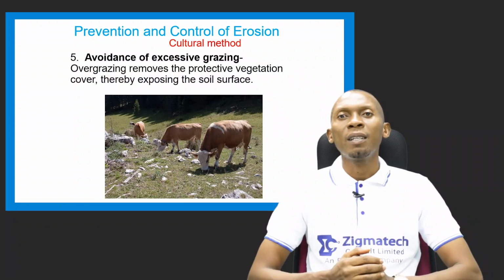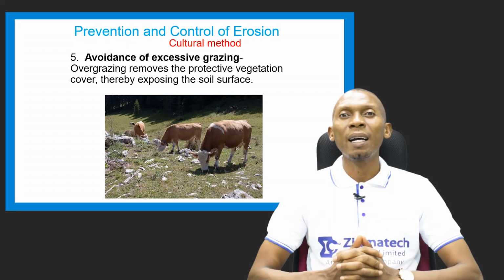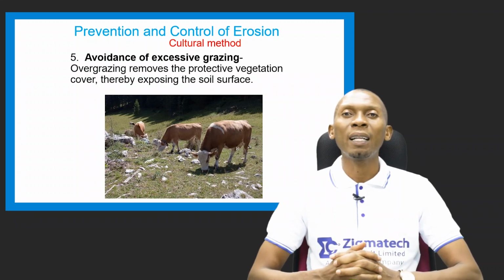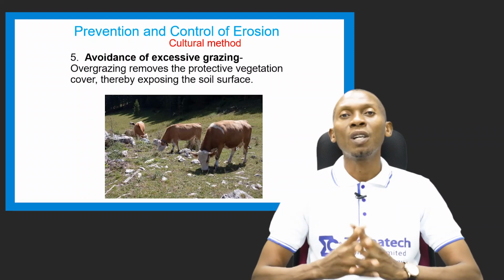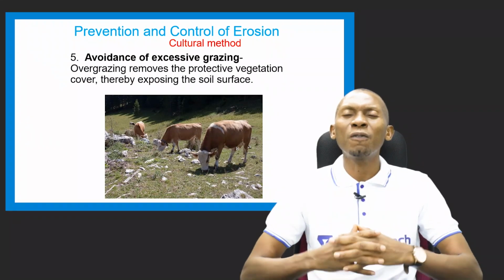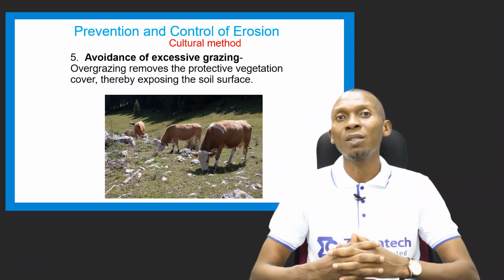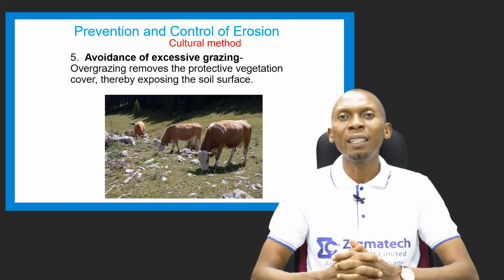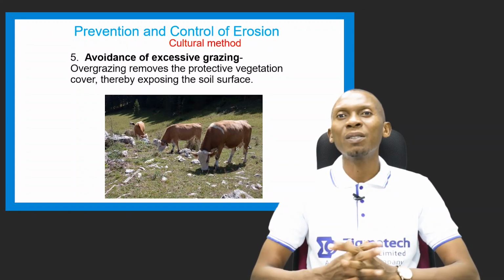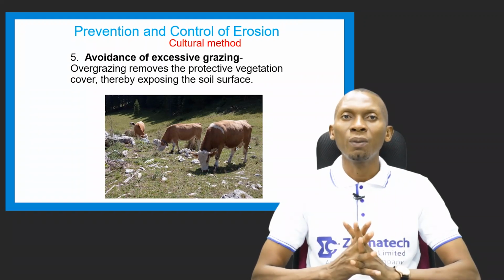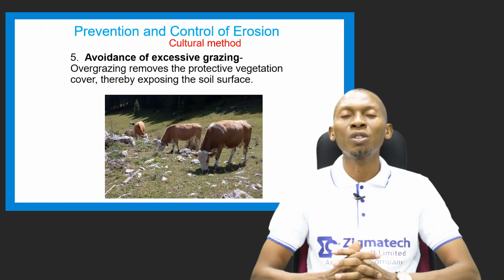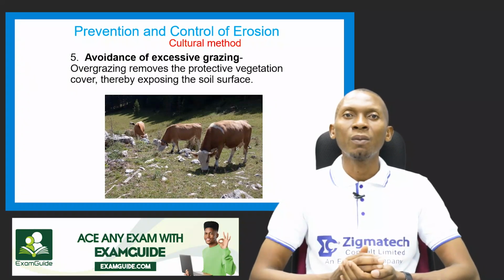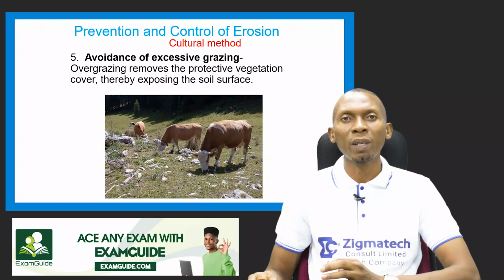Avoidance of overgrazing. Now, this also has to do with when the stocking rate of the land is not observed, where the animals graze so much that the amount of grazing animals on the land is more than the carrying capacity of that land, and so the cattle or the grazing animals end up eating up all the vegetation, which serves as a cover to the soil, thereby exposing the soil surface, which now leads to erosion. So we need to avoid excessive grazing or avoid overgrazing in order to prevent and control erosion. This is also a cultural method.